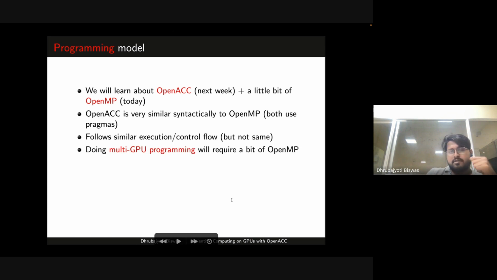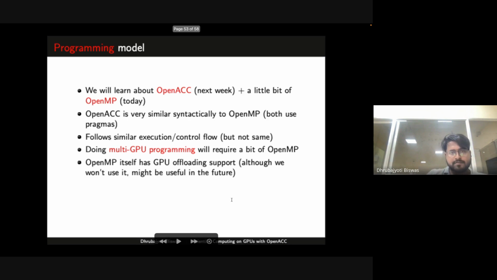In the course outline, you will see there is a small topic of multi-GPU programming. Multi-GPU is when you have multiple GPUs, like in my system, where I had two RTX 3090 GPUs. To control such a multi-GPU system, you will require a bit of OpenMP. OpenMP itself has GPU offloading support. Although we won't use it, it might be useful because it is still a developing thing and not all compilers have enabled it. But it is the hope that OpenMP will also properly include GPU offloading support.